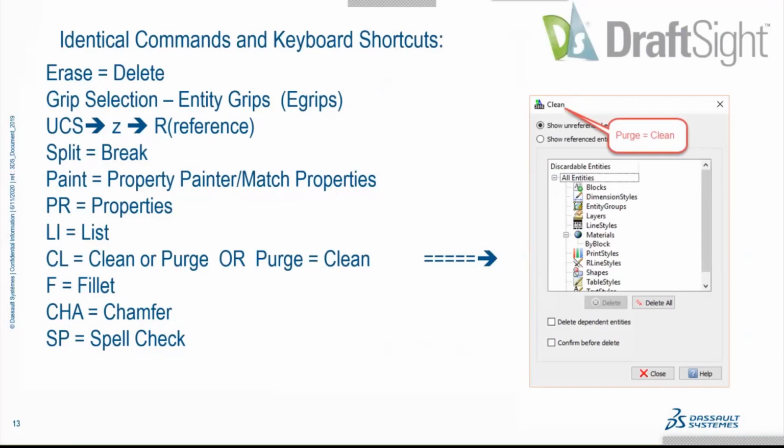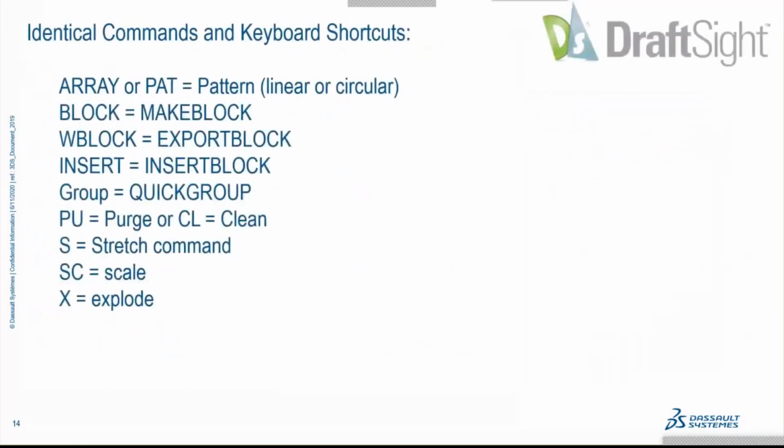Okay. F is fillet, spell check is SP, chamfer is CHA. So we have more identical commands. So just showing you more options. You know, S is stretch, scale is SC, and explode is X. All that stuff is the same.